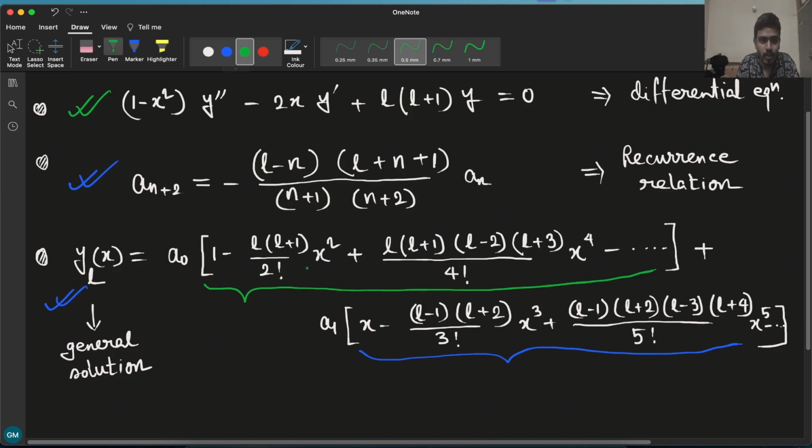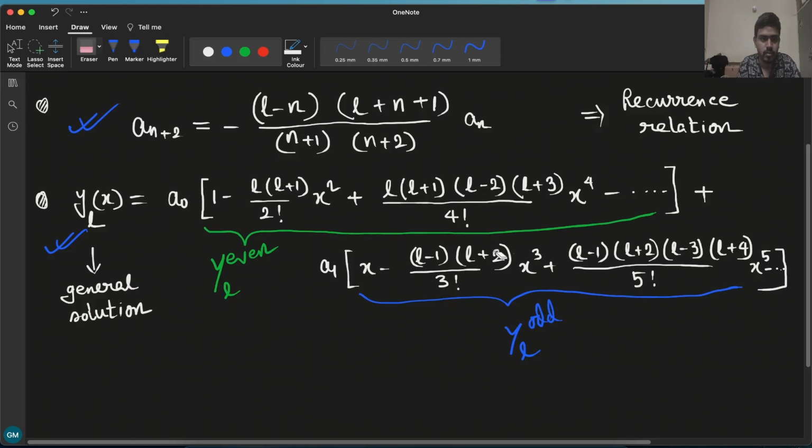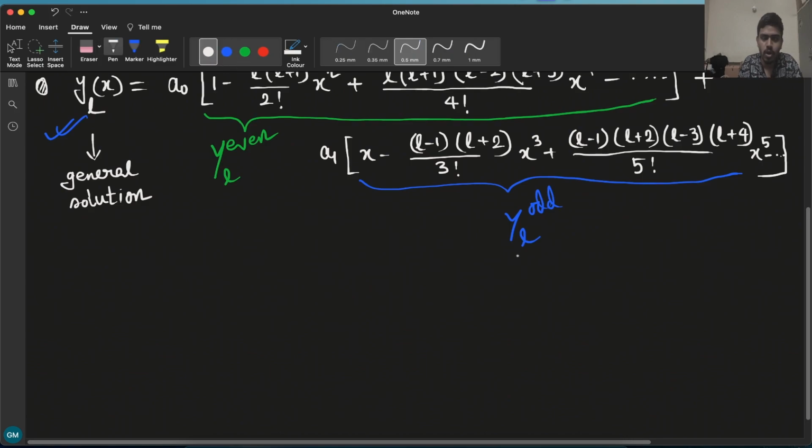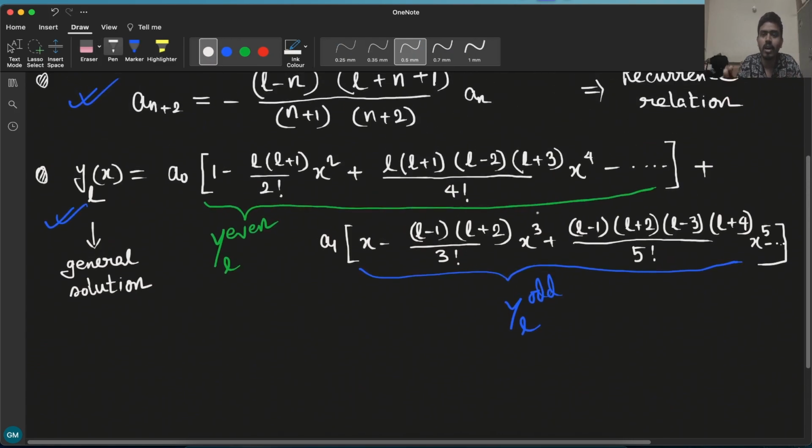Let me write it as Y_L even, and let me write it as Y_L odd. Why am I writing it as L? It's because depending on different values of L, you will get different solutions. So the solution is indexed by L. Now what we got is two linearly independent solutions, that is Y even L and Y odd L.